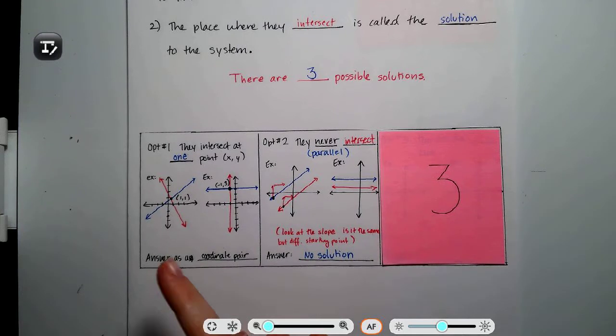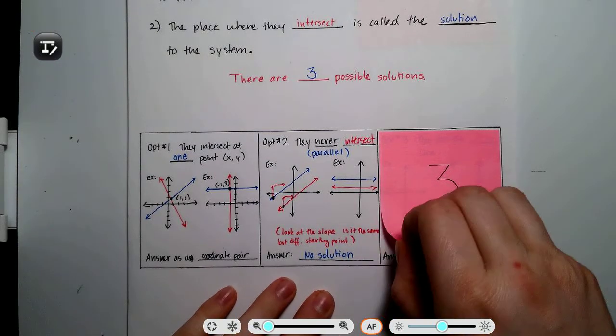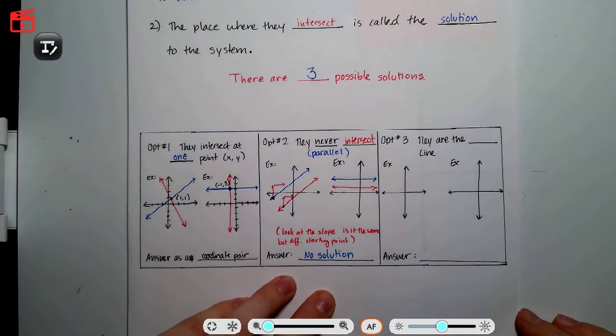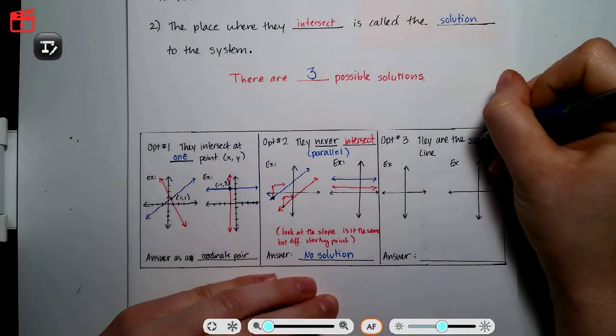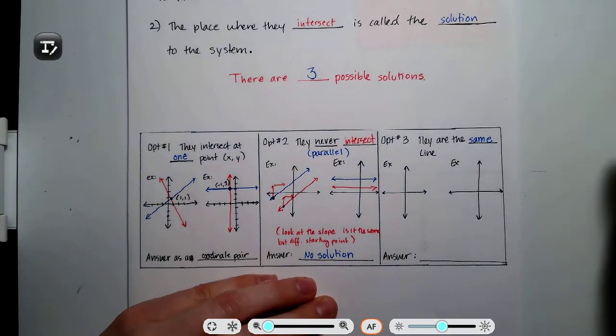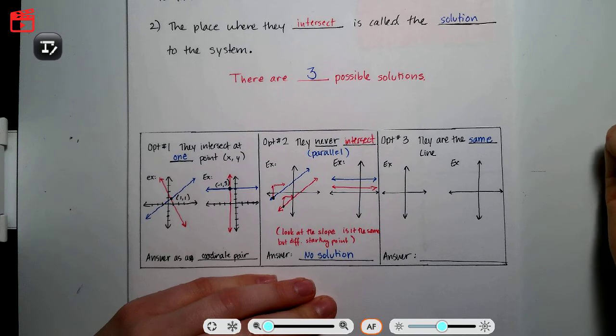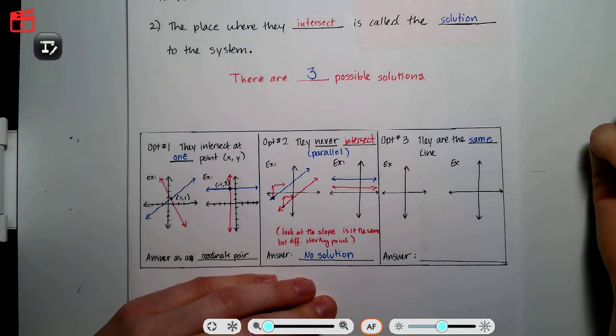All right, so we had option 1, they intersect at one point. Option 2, they never intersect. Option 3, what could it be? Option 3, they are the exact same line. We were tricked. We were looking at the same line. They are the same line. That's kind of interesting.